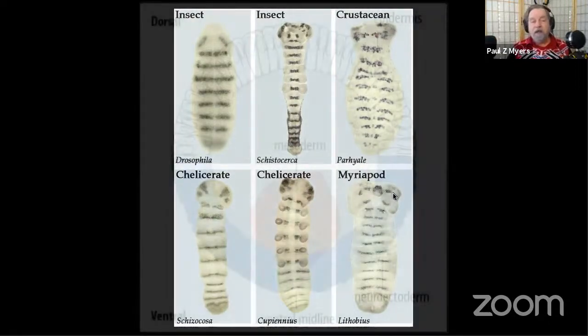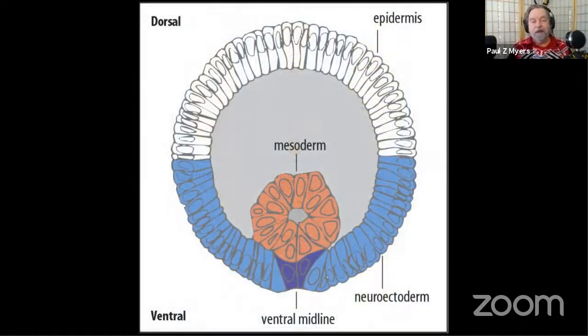Now, what I want to focus on is this aspect of it. What we're looking at here is a cross-section through a typical insect. This could be Drosophila, it could be Schistocerca, whatever. In these organisms you've got a distinct dorsal ventral pattern of organization. There's a dorsal epidermis, then down here we have the neurectoderm. In insects, the ventral portion of this tube is going to form the nervous system and ectoderm, the cuticle of the animal. And right in here is mesoderm.